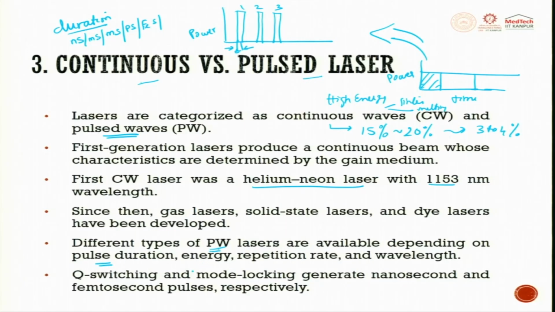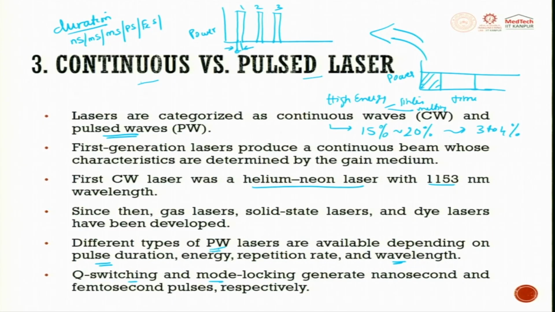Energies can be in kilowatts. Repetition rate can again be from 10 hertz up to kilohertz. When you go up to kilohertz, the power will go down. When you have a lower repetition rate, you will have a higher pulse energy. Wavelength is also there. Q switching and mode locking generate nanosecond and femtosecond lasers. These are the techniques which chop the beam as I said here. Q switching and mode locking are other interesting concepts which we will see in the later part of the course, and they help you to chop.